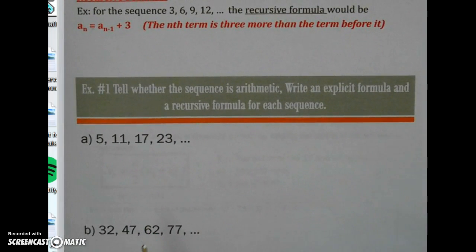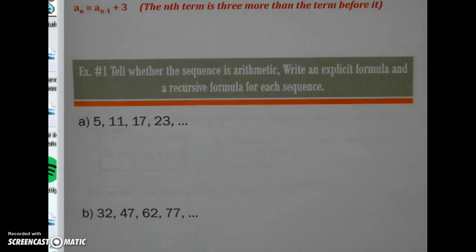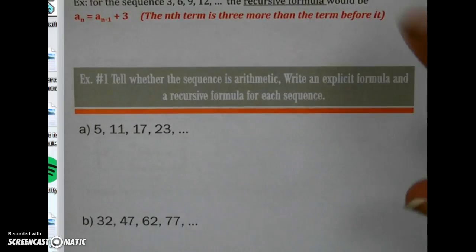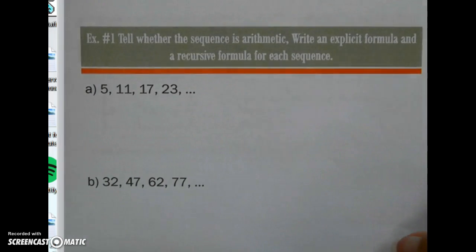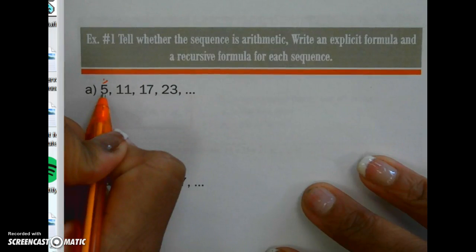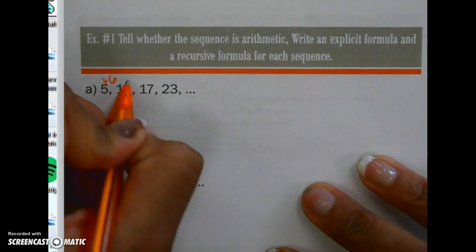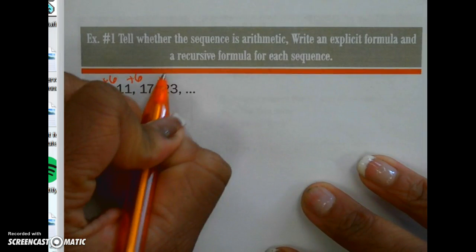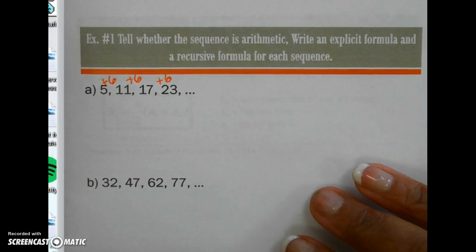First thing I would like to do for example 1 is to tell whether the sequence is arithmetic. If it is, write an explicit formula and a recursive formula. So it's arithmetic if there's a common difference. Is there a common difference? I think so. What's the difference between 5 and 11? 6. So I need to add 6. To get to this one, I need to add 6 and then add 6 again. So yes, this is an arithmetic sequence.